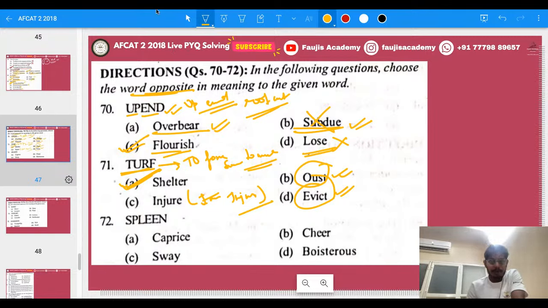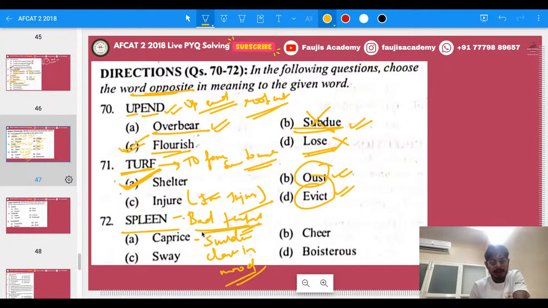What is a spleen? Spleen means bad tempered. Caprice means sudden change in mood. Spleen means bad tempered. What is the opposite of bad tempered? Who is bad tempered? Boisterous. How are the boys? Noisy. From here it has come, boisterous. Boisterous means noisy.